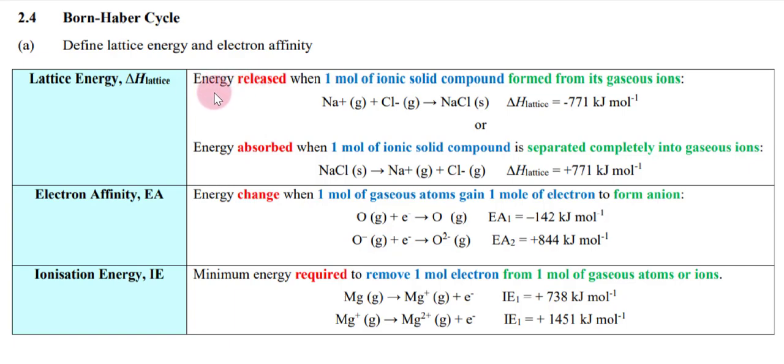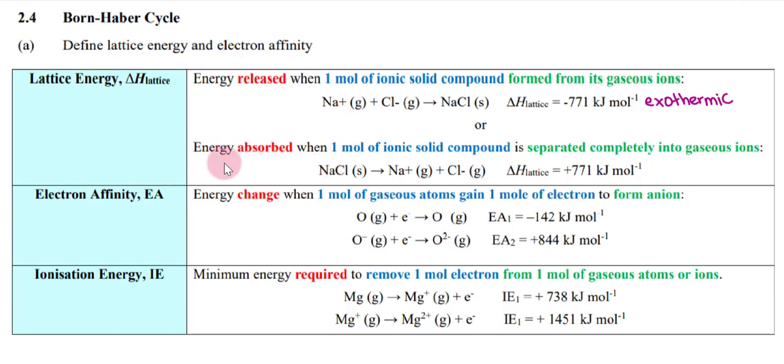The first definition is about energy released when 1 mole of ionic solid compound is formed from its gaseous ions. This is an example of the formation of the sodium chloride ionic solid. So the sodium chloride ionic solid is formed from Na+ gas and Cl- gas. Since this is the formation of the bond, the enthalpy of lattice here has a negative sign, which indicates that the process is an exothermic process.